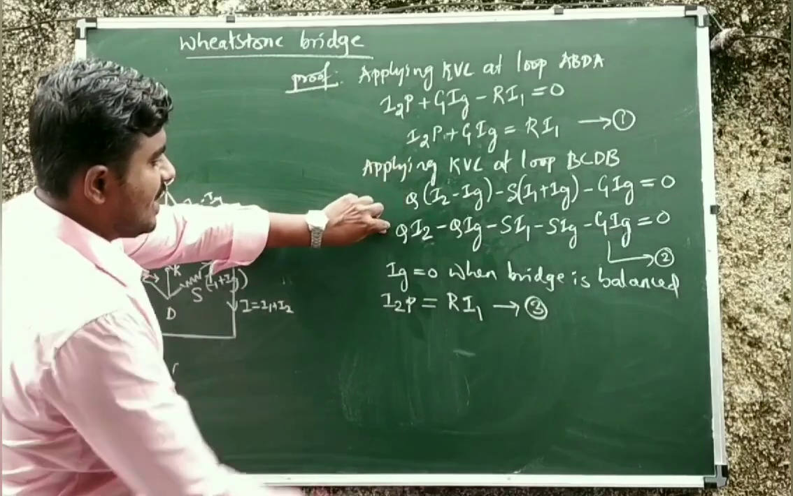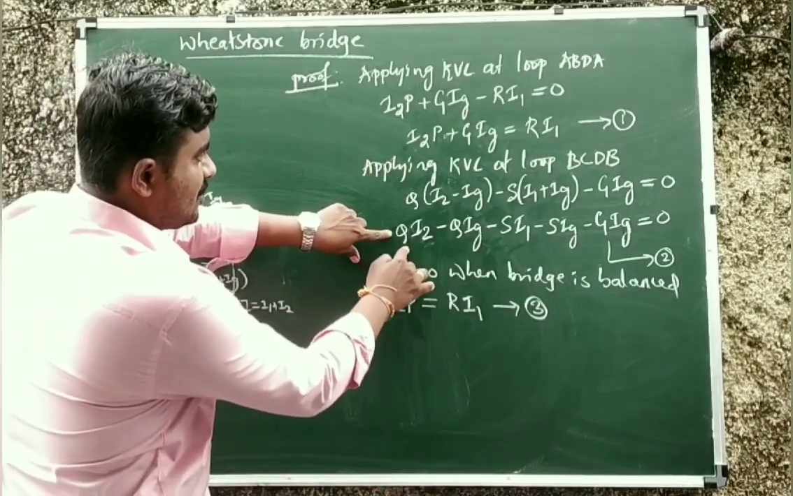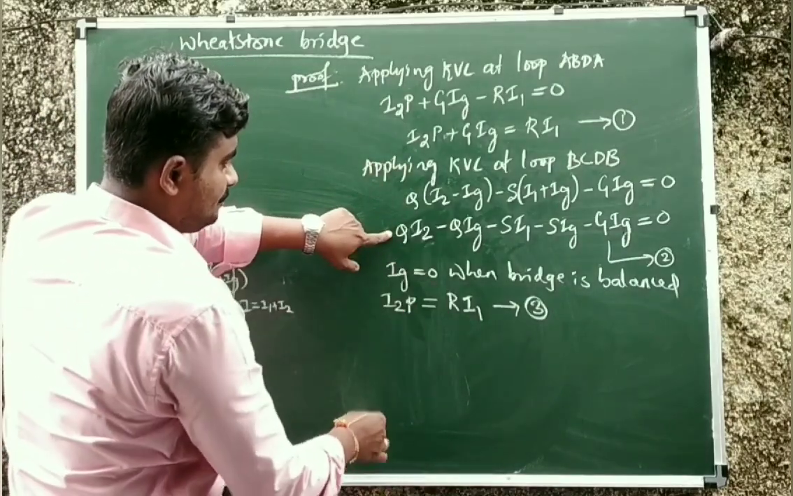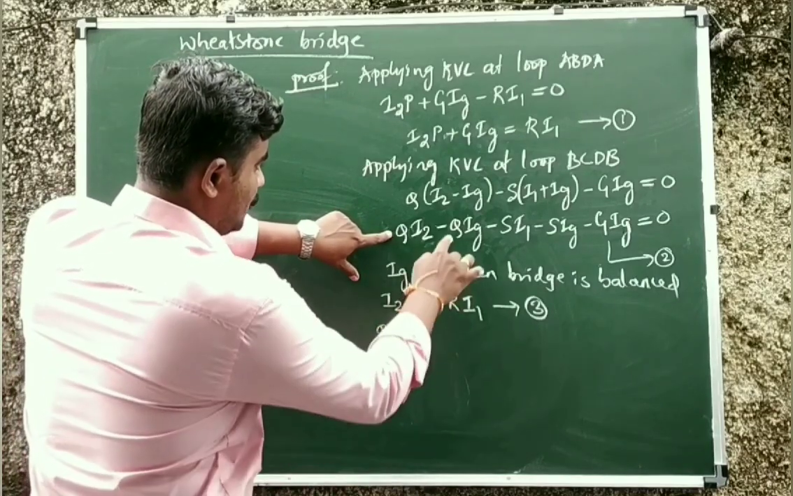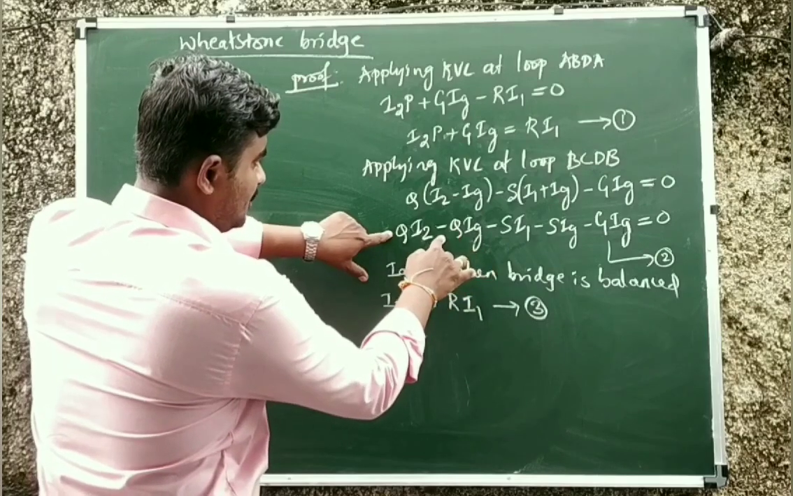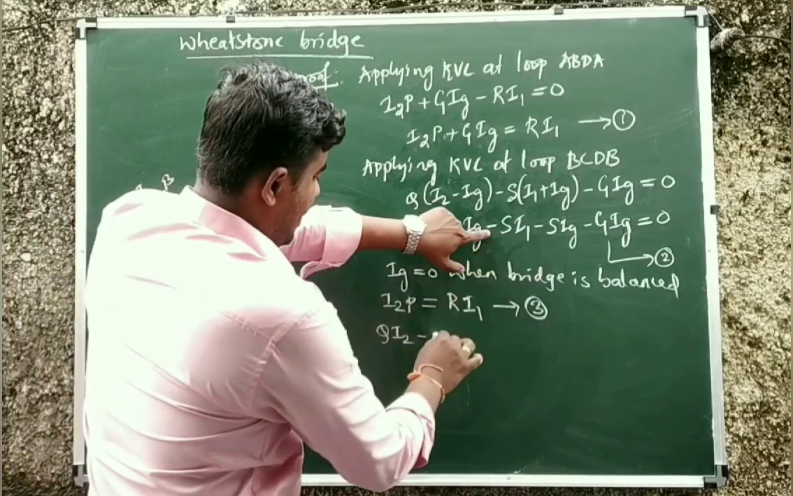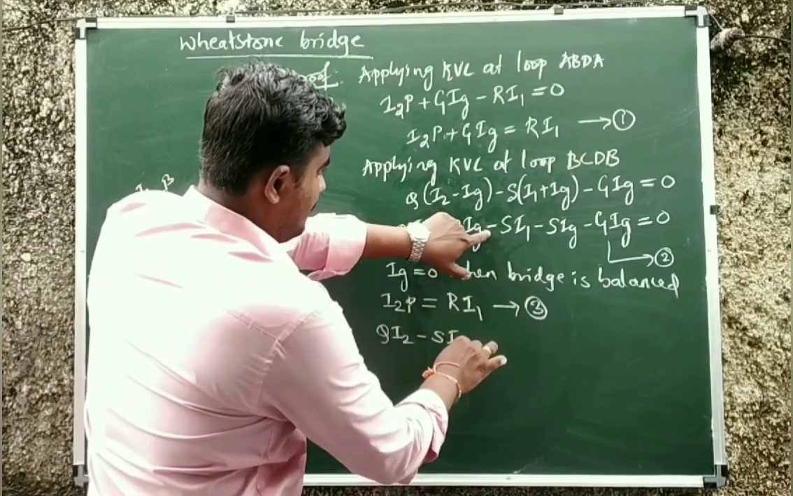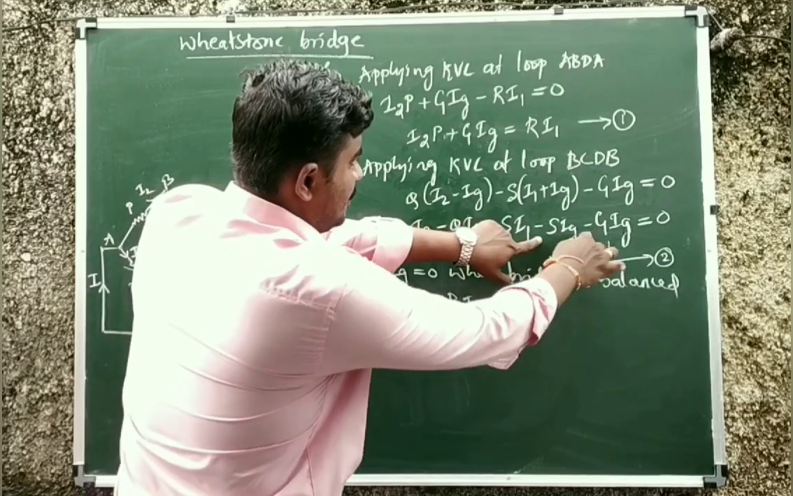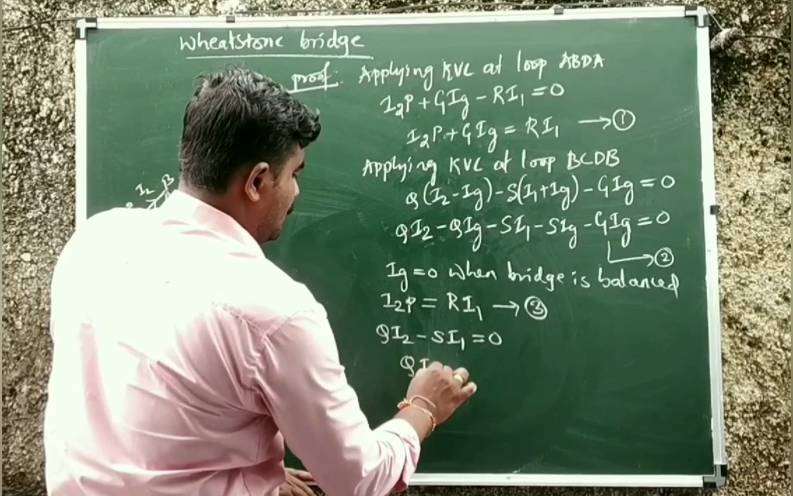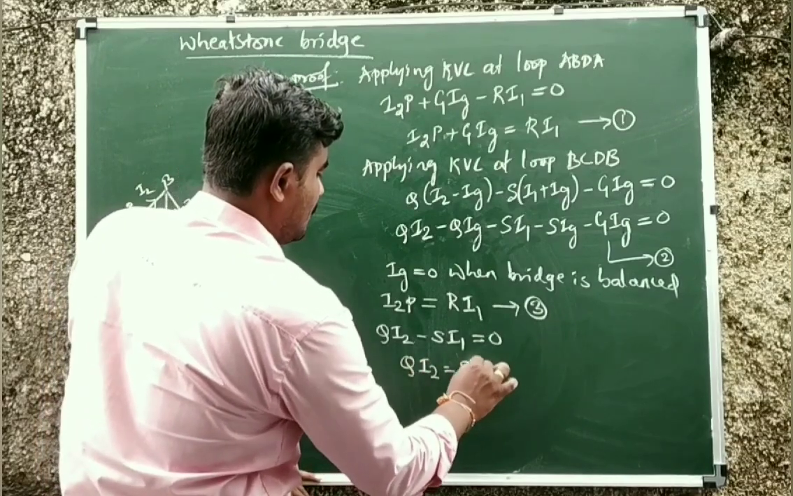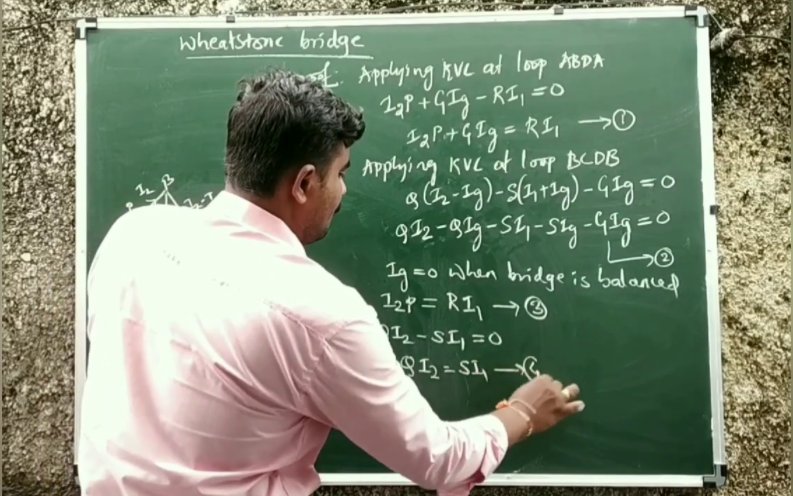Next, Ig is equal to 0 substituted in equation 2. What happens? QI2 minus QIg, Ig is 0, 0 into anything is 0. Next, SI1 minus SIg, SIg is 0, GIg is 0, equal to 0. Therefore, QI2 is equal to SI1. Let us call it equation 4.